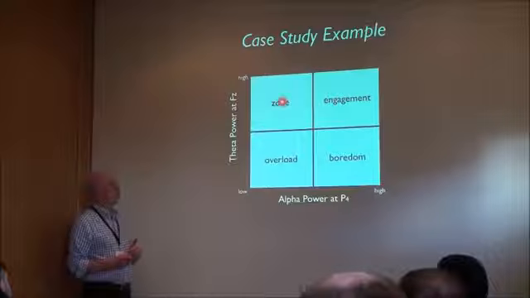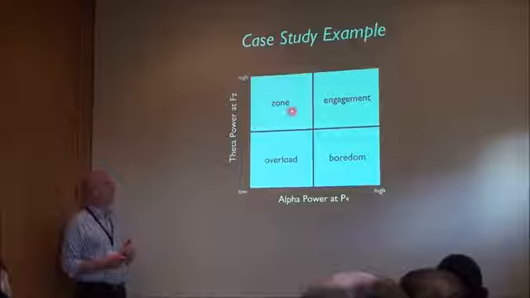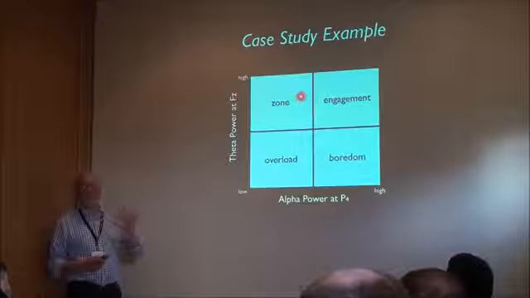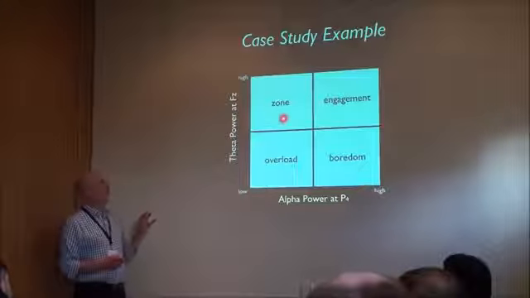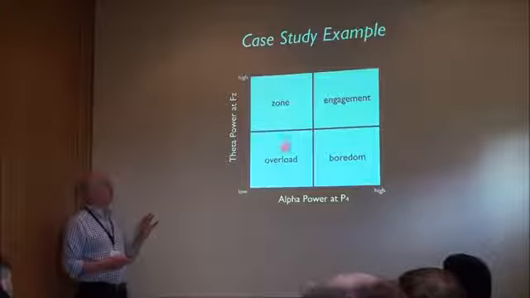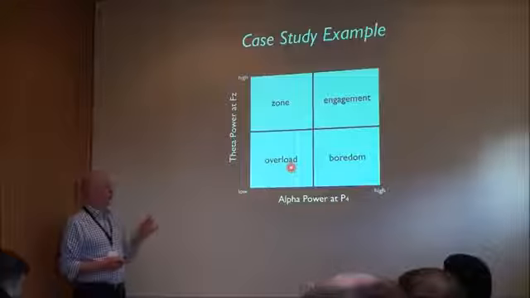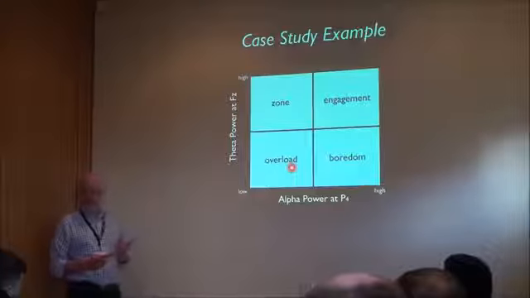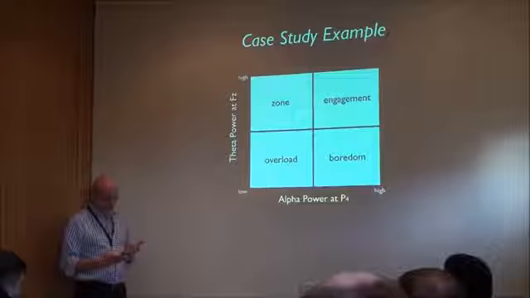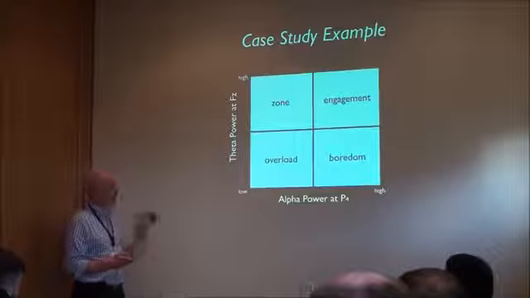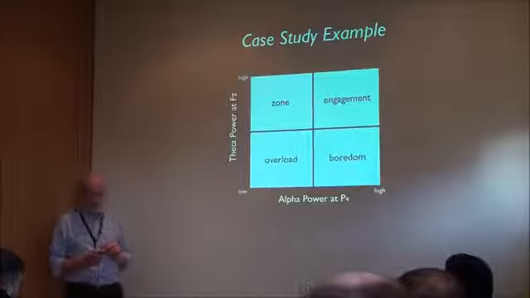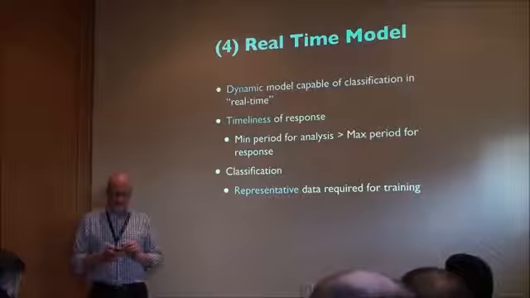When we have low levels of alpha and high levels of theta, we are in the zone. This is the desirable place where we want the player to be. And then when theta begins to fall, whilst alpha stays low as well, we have overloaded the player. So we've basically deduced this from running the experiment beforehand and understanding the relationship between our two key measures.